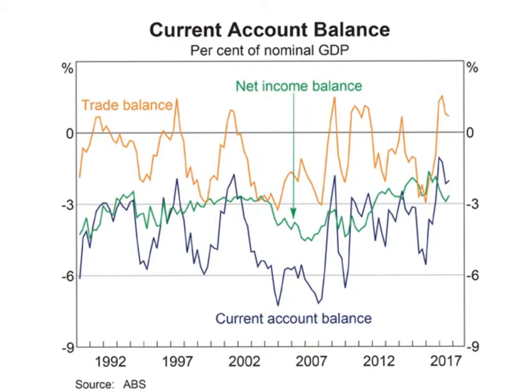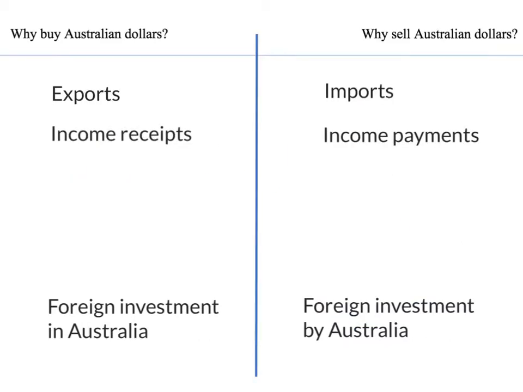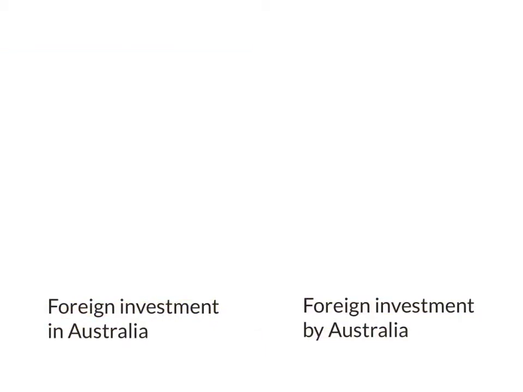Because the current account balance is negative and has been so since the early 1990s for Australia, we say that Australia has a current account deficit.